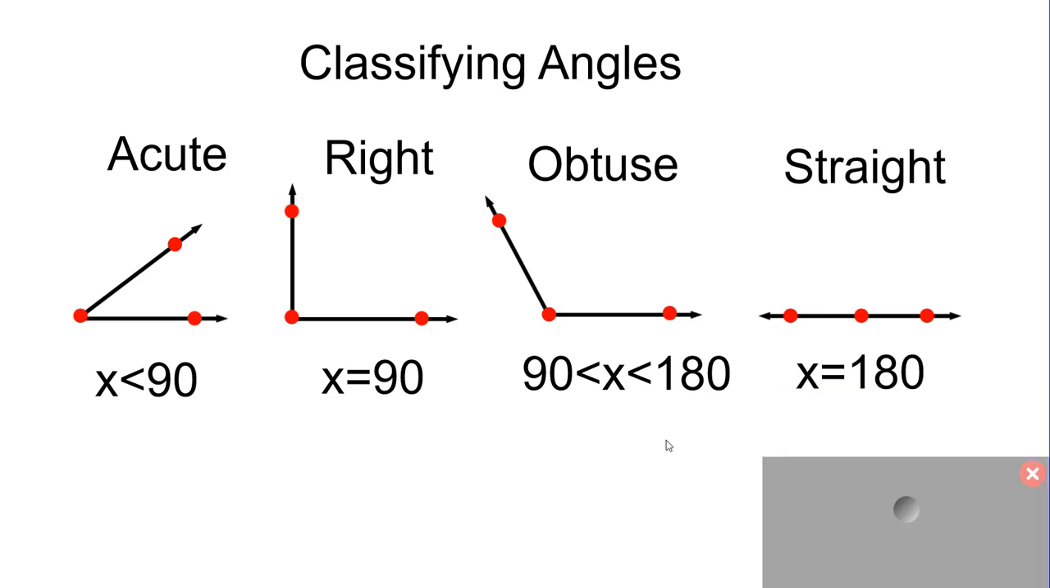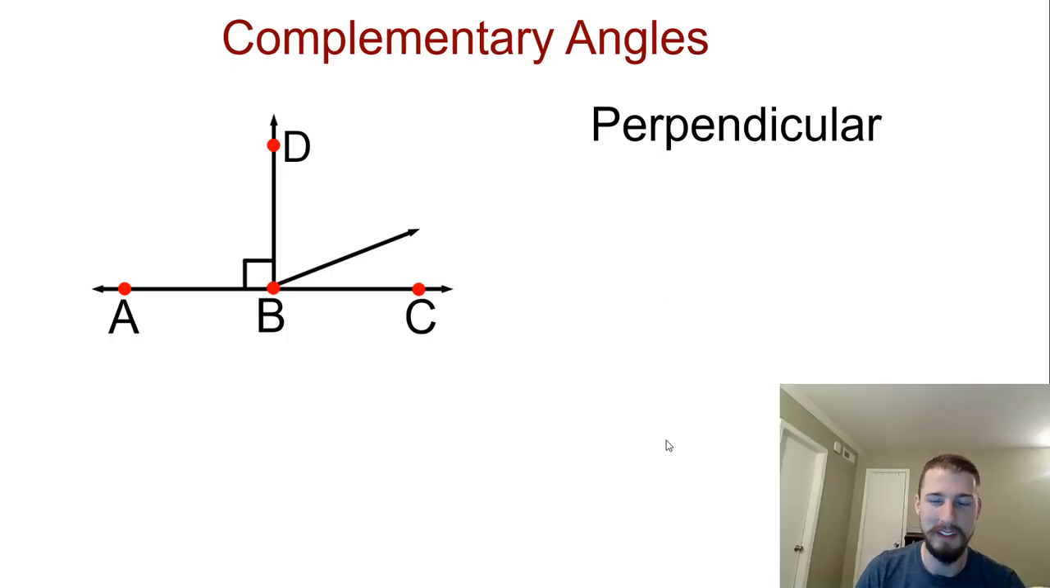Okay, next thing we'll have is complementary angles. This is a special angle. Complementary angles are two angles that add up to 90 degrees. Before we look at complementary angles, we need to know what perpendicular means, though. So perpendicular are two lines that intersect, forming a right angle.